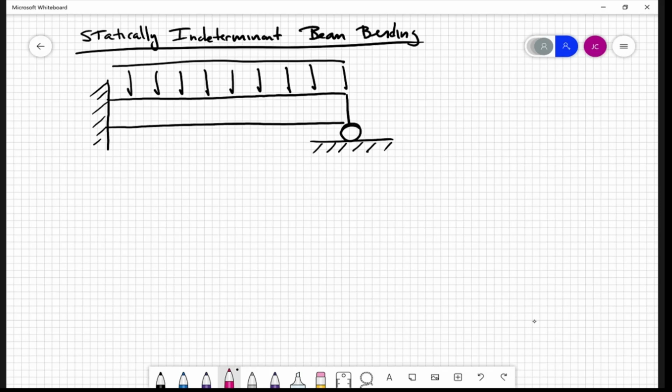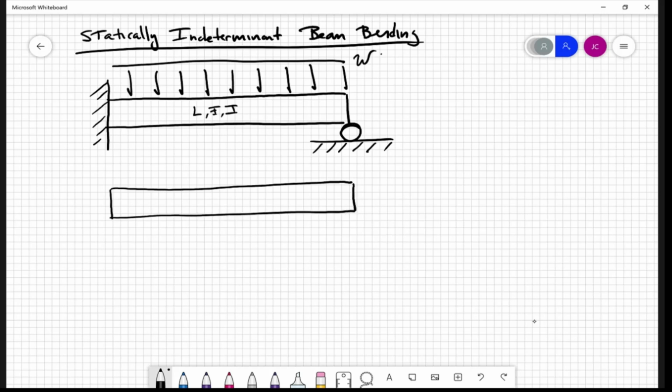So let's say we want to find this by integration, as we did the other problems, right? So we got a distributed load, and this is length L, and then an E, and then an I, right? All right. So if we look at this beam, we first need to calculate the shear and the moment diagrams, right? So we need to get the reaction forces.